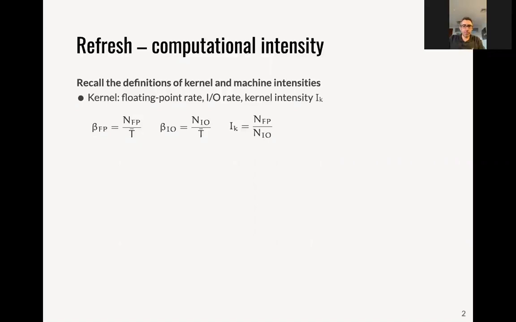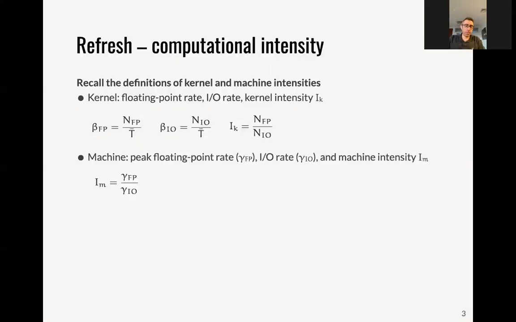Another thing similarly we can define is the so-called machine intensity, which is basically a quantity with the same units, an analogous ratio, but it characterizes the computer. So gamma FP is the peak floating point rate, and gamma IO is the machine IO rate. And then having these numbers at hand, one can assess what the bottleneck of a kernel will be on a given machine. As I said last time, this is a bit of a crude way to do it. It's a high level first order or zeroth order approximation of how to find bottlenecks between a computational kernel and a given machine.